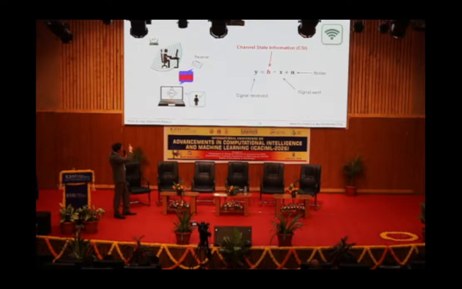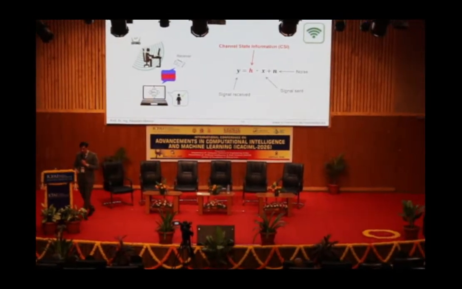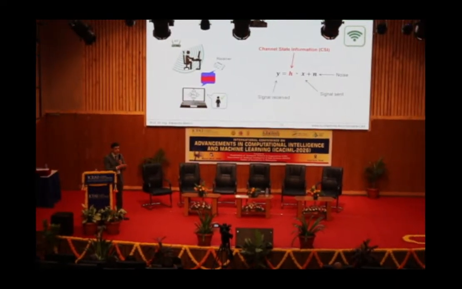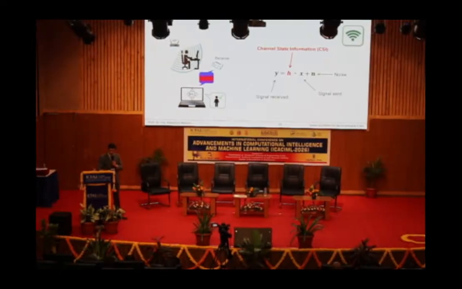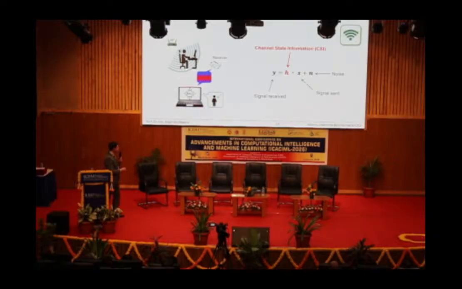This is what we call channel state information, right? So what changes the signal on its way to the receiver. And then of course you have the noise, as on any communication channel, which you have to deal with. But again, you can train machine learning models to learn how, let's say, these Wi-Fi signals are changed.